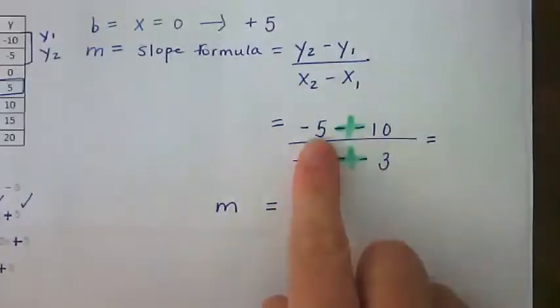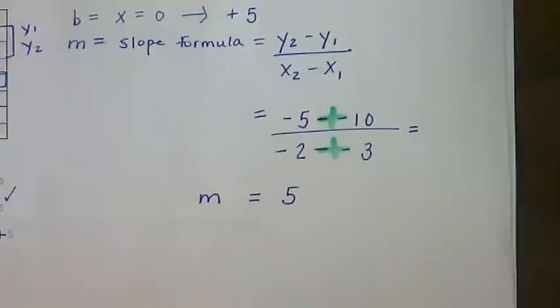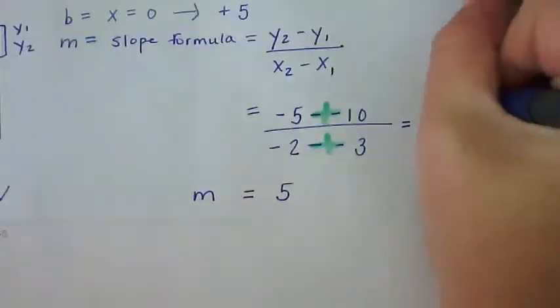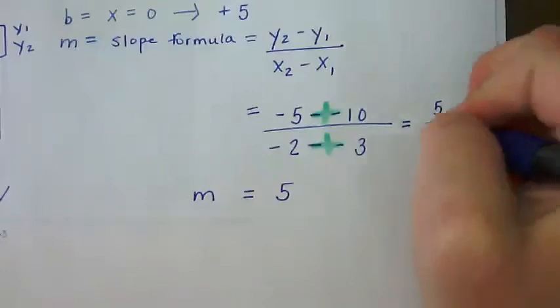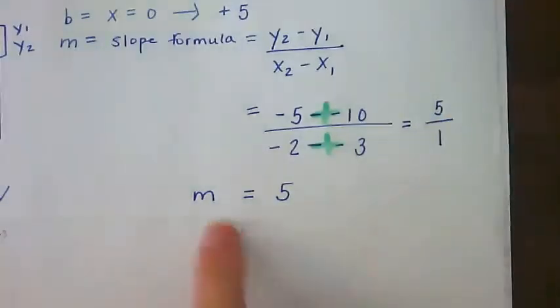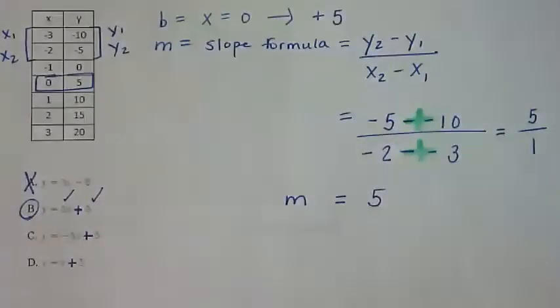So that gives us negative 5 plus a 10, which is going to give us a positive 5. And then a negative 2 plus a 3, which is a 1. So 5 divided by 1 still gives you 5.